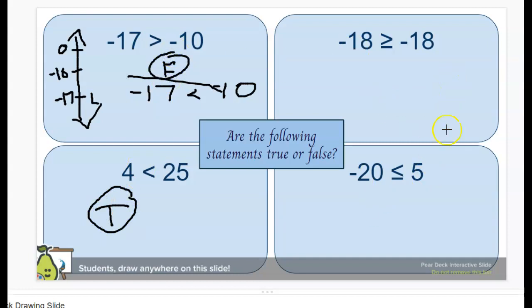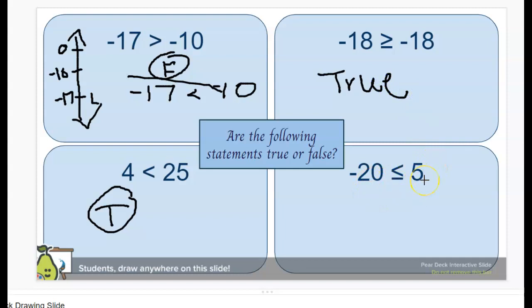Now, these are the ones that people struggle with the most, because you haven't seen those inequality symbols before. This reads as negative 18 is greater than or equal to negative 18. What that means is that it could be either greater than or equal to. We know that negative 18 is not greater than negative 18, but it is equal to negative 18, which makes this true.